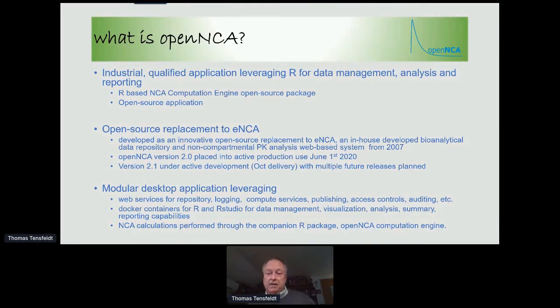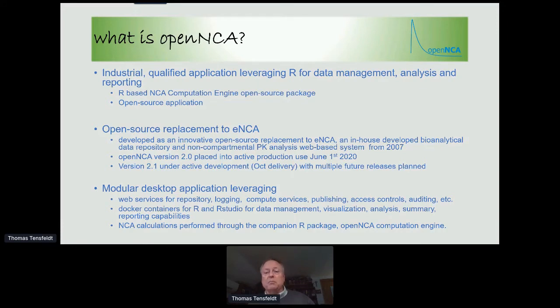OpenNCA, in the context of this, is a qualified desktop application and system leveraging R for much of its operation, and because of that is greatly extensible without additional system development. It comprises an R package for NCA analysis, as well as the framework delivering the repository, metadata, version control systems, file validation, audit logging, compute services, publishing, access controls, notification, authentication, etc., as well as user interaction with the data for analysis and reporting. It leverages Docker containers for R and RStudio for data transformation, visualization, analysis, data summarization, and reporting in a traceable and reproducible manner.